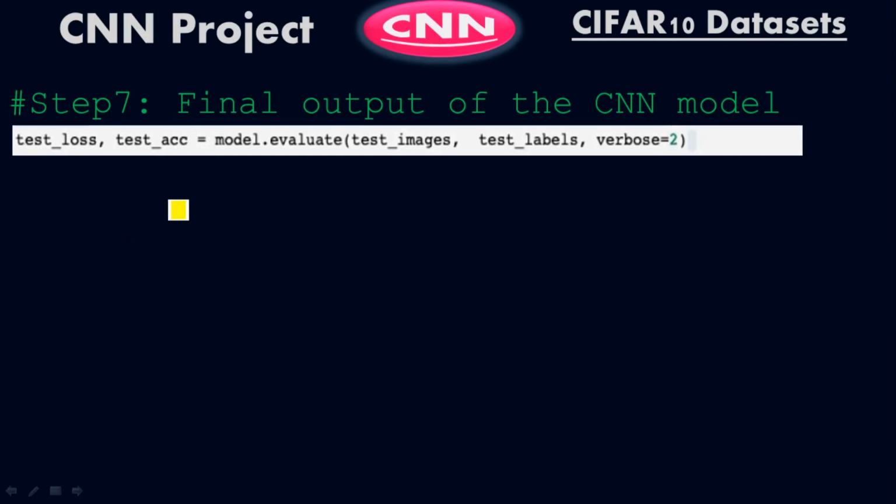Look, we are evaluating the model. We have created the model, we have trained the model. Now it is the final phase to check the output of the model. So I'm going to check the accuracy of the model. Therefore, I'm using the evaluate function: test_loss, comma, test_accuracy equals model.evaluate of test_images, comma, test_labels.